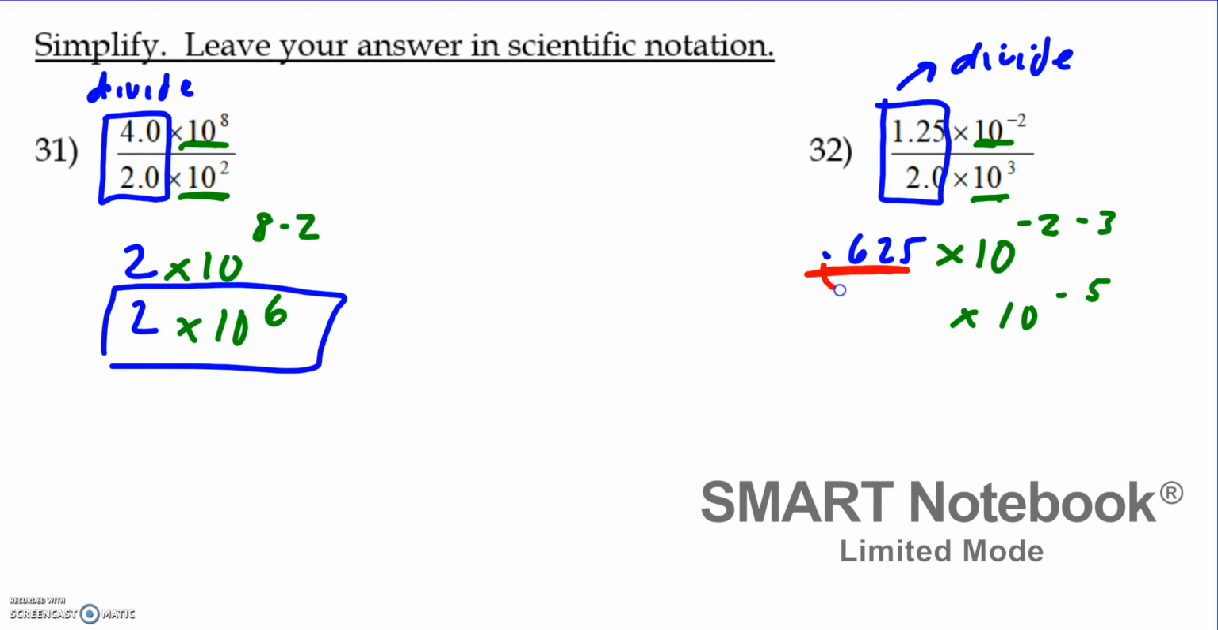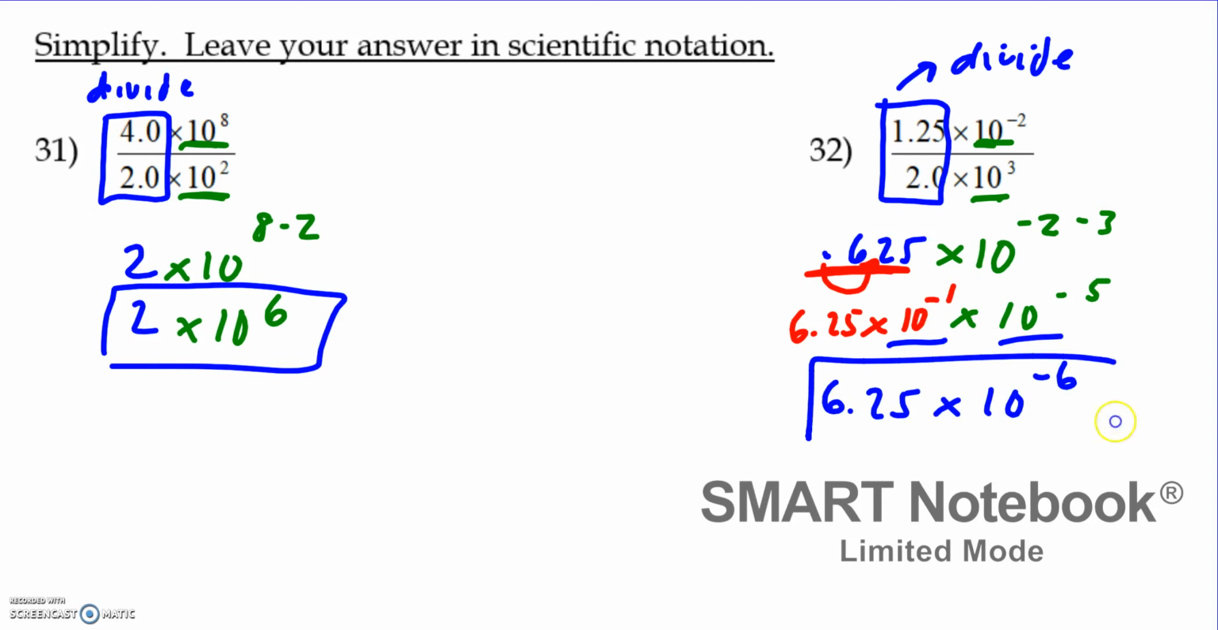And if I do so, I'm going to move the decimal 1 over to the right. And this number is less than 1 originally, which means that my exponent has to be negative because this number is less than 1. We moved one position, so the exponent would be negative 1. Now these have the same base. Two bases that are the same, if multiplied, we add the exponents. So my final answer will be 6.25 times 10 to the negative 1 plus negative 5, or negative 6th power.